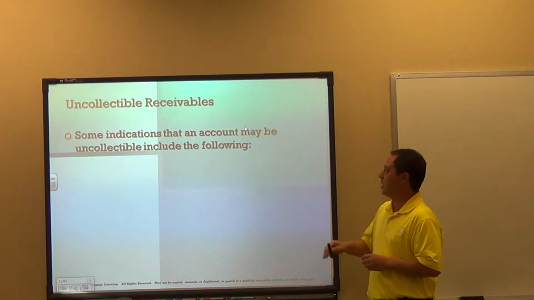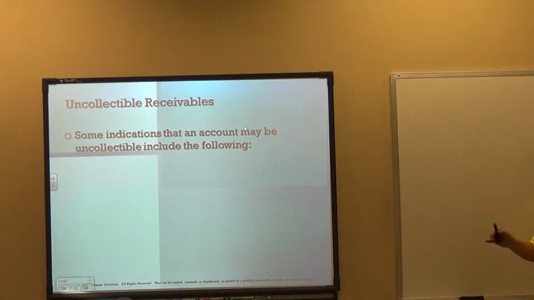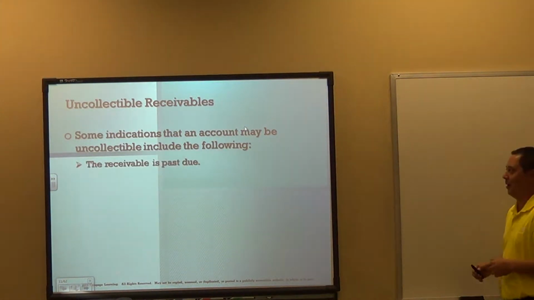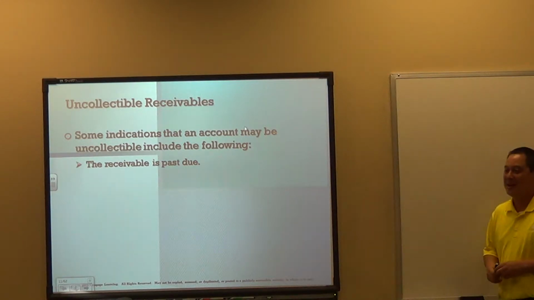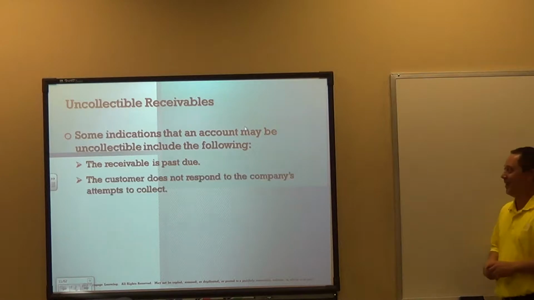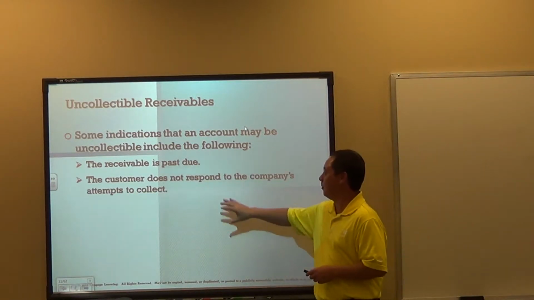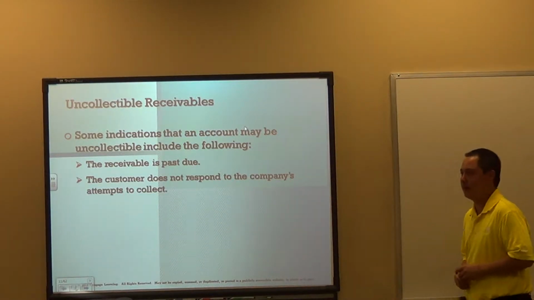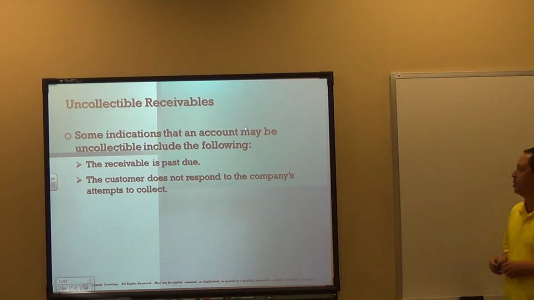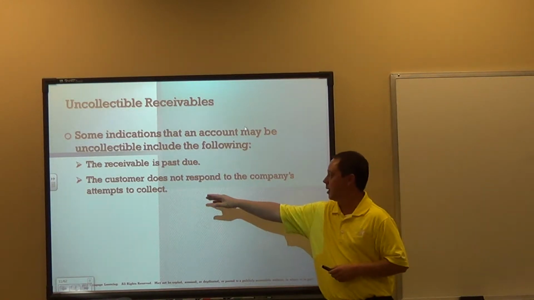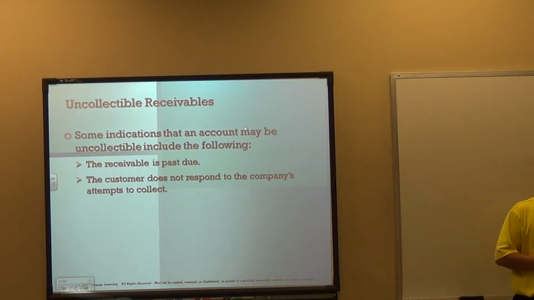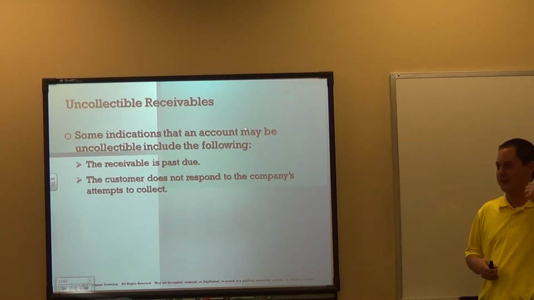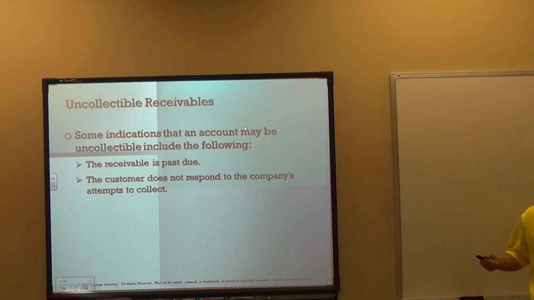All right, so some indications that an account may be uncollectible include, well, they are past due. They haven't paid. They're late, and as we all know from our own personal experience, that can sometimes be the case. The customer does not respond to the company's attempts to collect, obviously. They're not responding to our phone calls, just like if you've ever worked for a collection agency and you're on the phone trying to call somebody, they don't pick up.